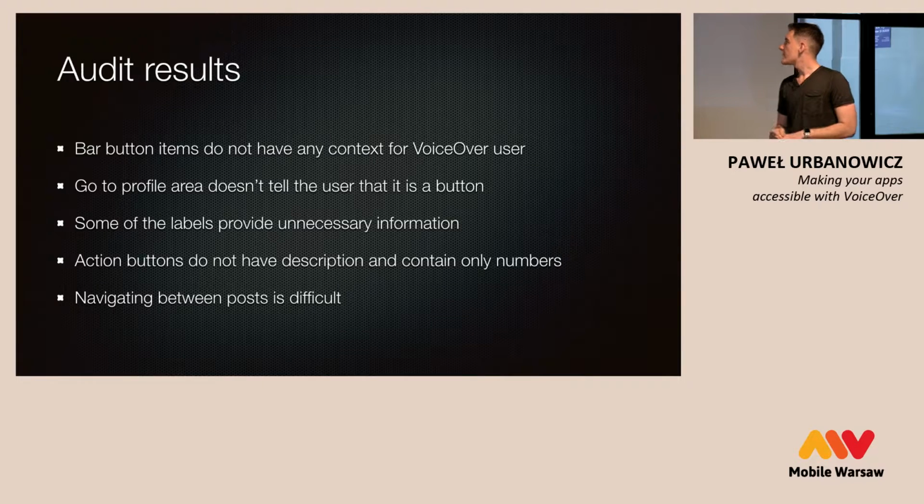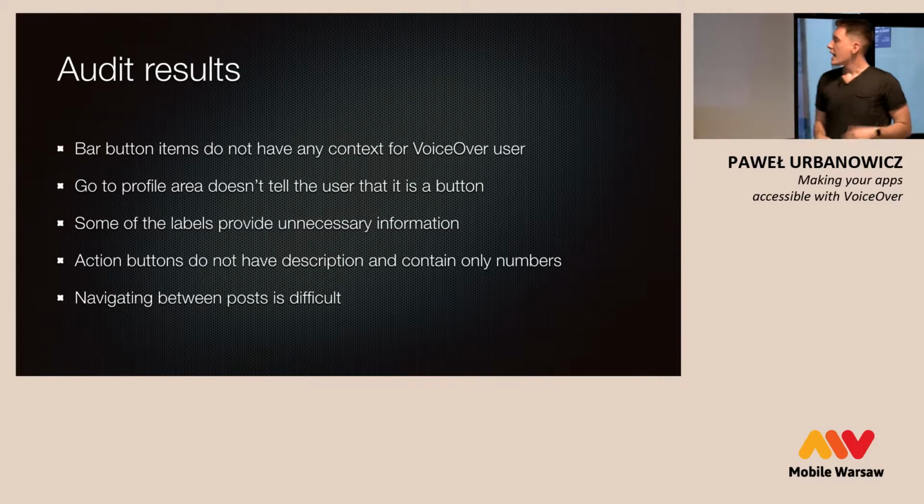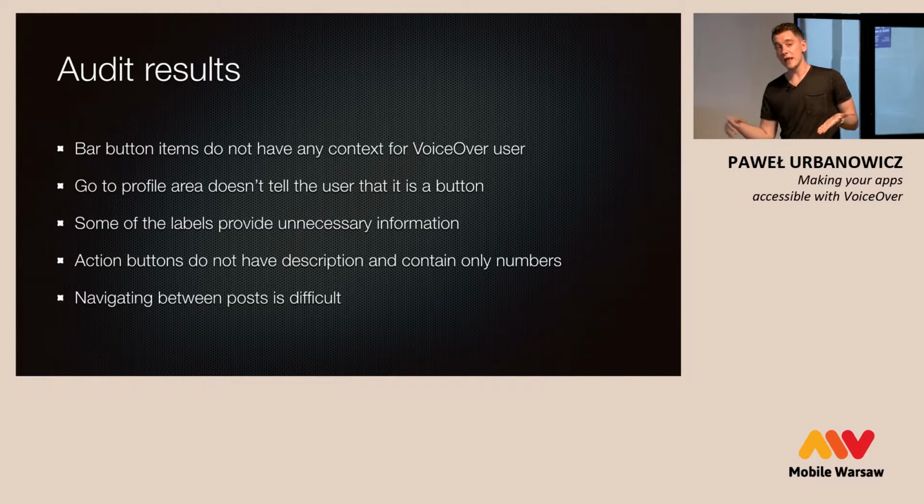Some of the labels provide unnecessary information, like for example this author or when it was submitted. So actually we don't need those headers, we just need the information: first name, last name, 2 days ago. Action buttons do not have description and contain only numbers. So it's about those like, retweet buttons, etc. Navigating between posts is difficult because I have to flick 4 times to jump to another cell.